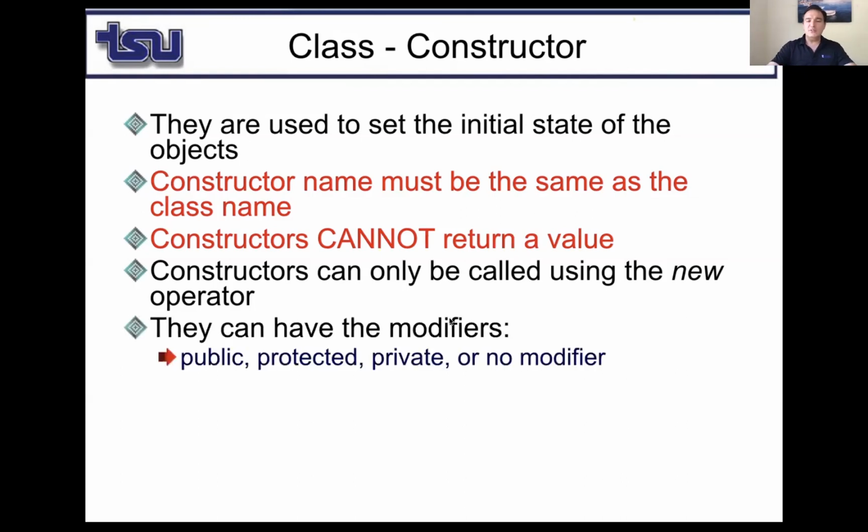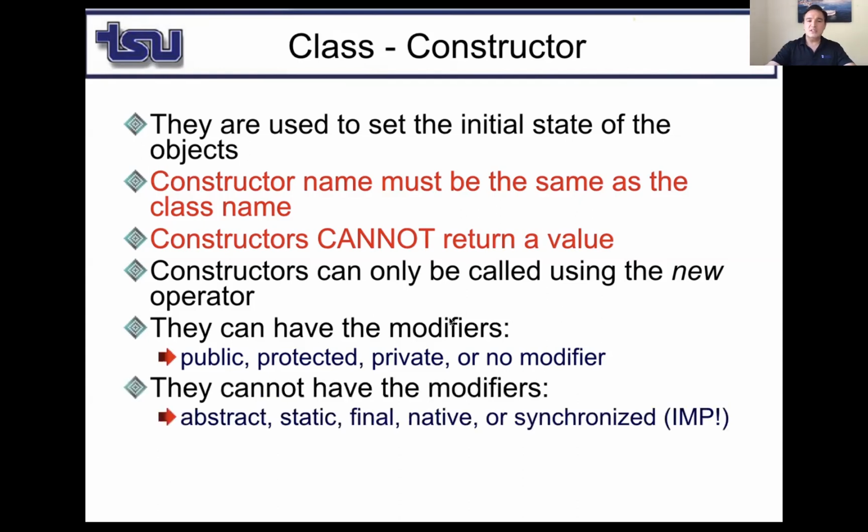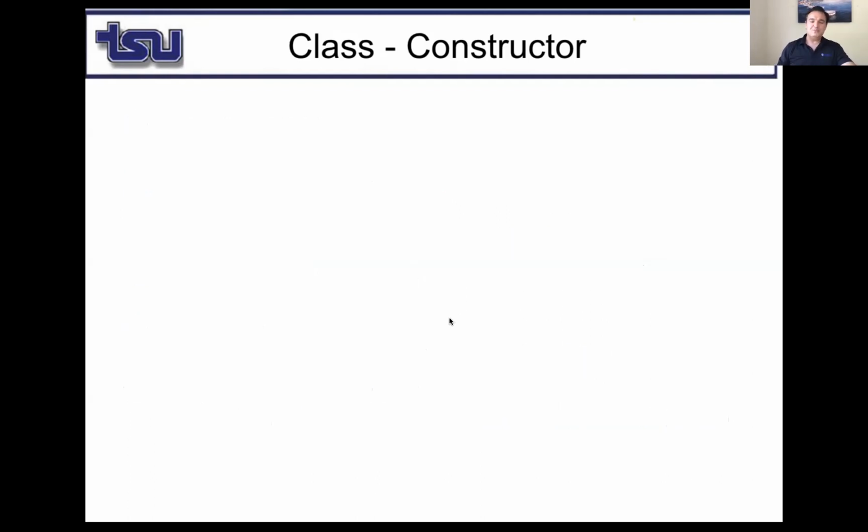This is a part you will not understand at this point, but just hang with me and try to mimic this one. Constructors may have modifiers. They can be public, protected, private, or none. But constructors cannot have certain modifiers. You don't know what abstract is yet, but they cannot be abstract, static, final, native, or synchronized. This is something I just want to mention for the listeners who already know those concepts from another programming language maybe, but let's skip this.